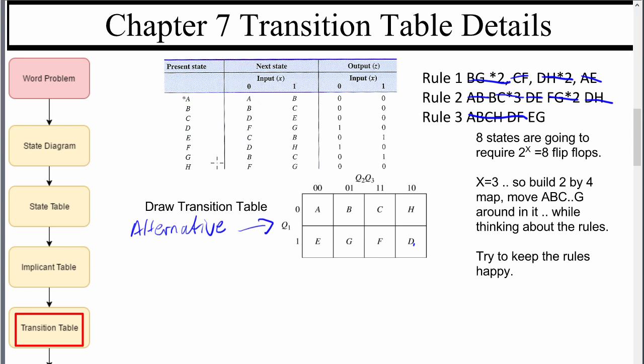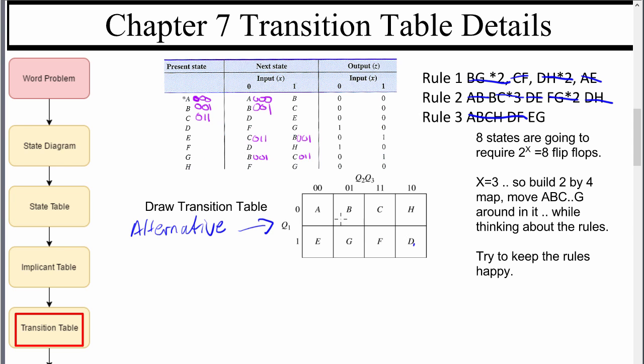So the next step is to draw the transition table. Here we can see that A is 3 zeros, so it's going to be 0, 0, 0, 0, 0, 0. B is 0, 0, 1, 0, 0, 1, 0, 0, 1. C is 0, 1, 1. So C is 0, 1, 1. Where's B? 0, 0, 1.